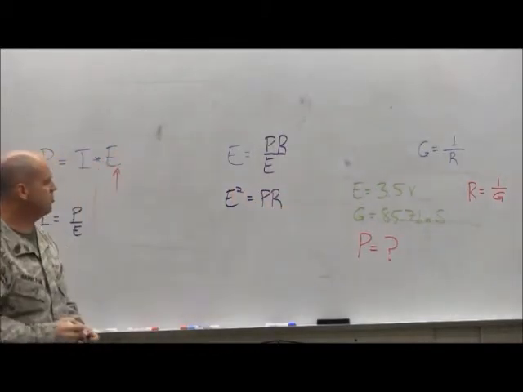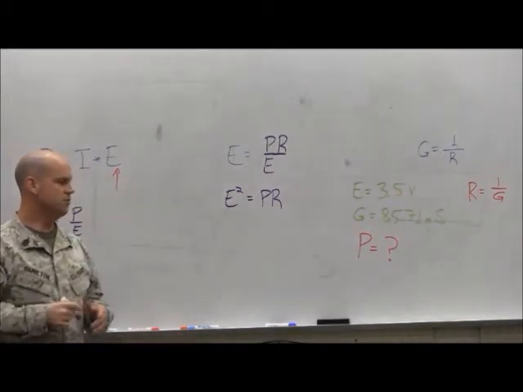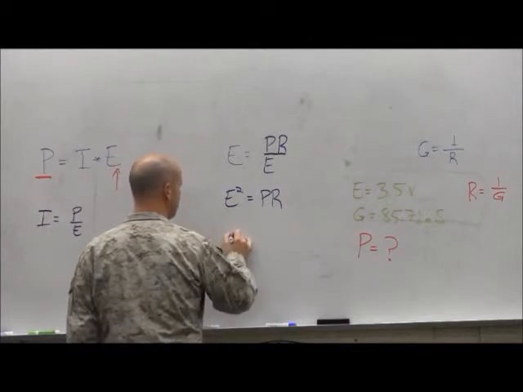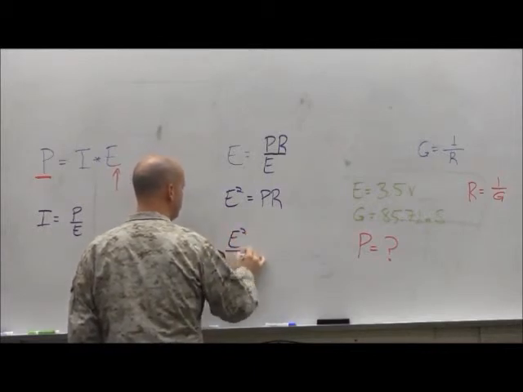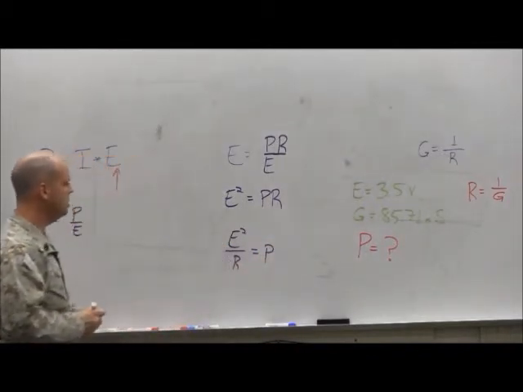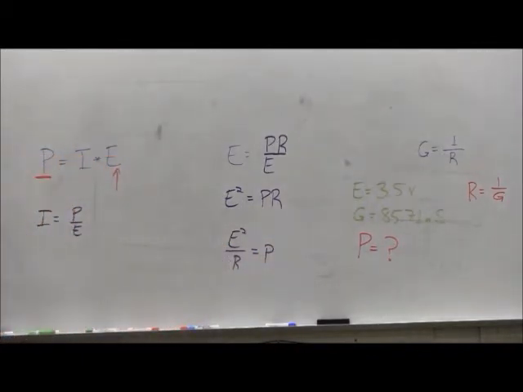Now, how do I isolate the P from there? Divide both sides by R. So I divide both sides by R. And I find that P is equal to E squared over R. And now at this point I can plug the numbers in and solve for P. Any questions there?